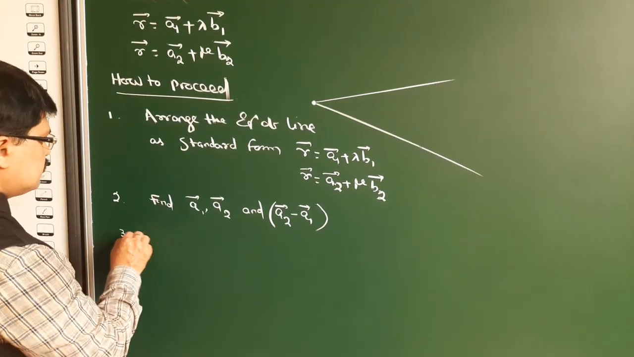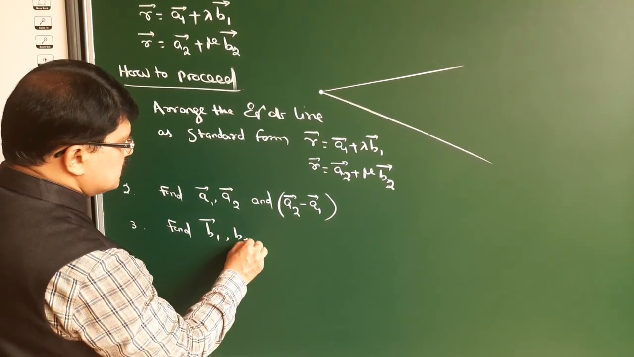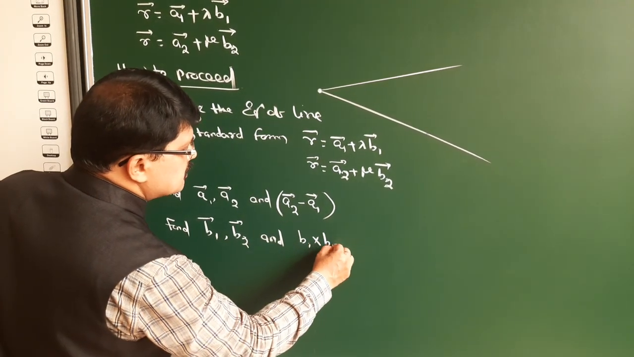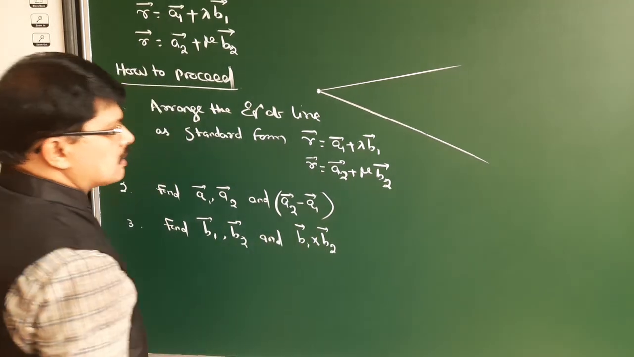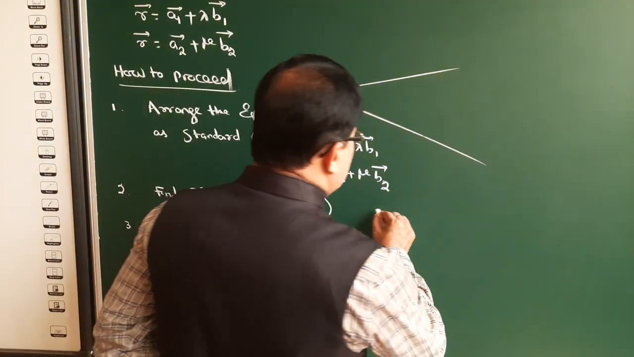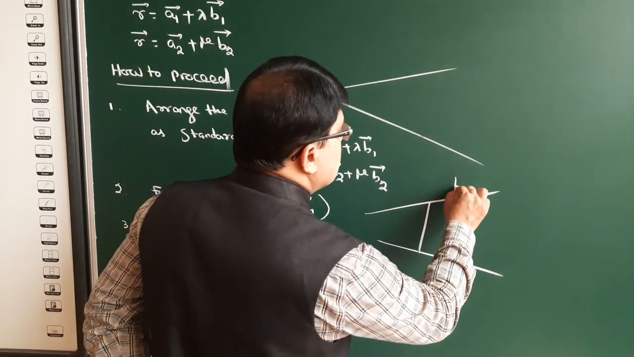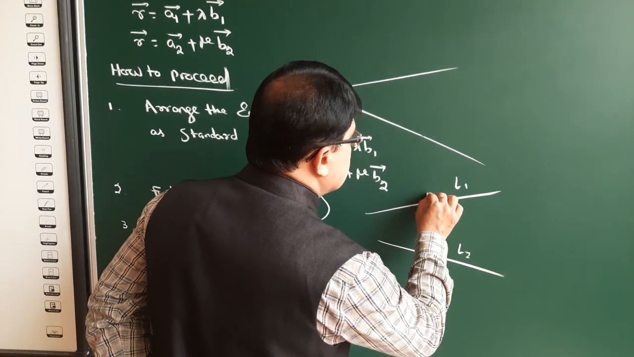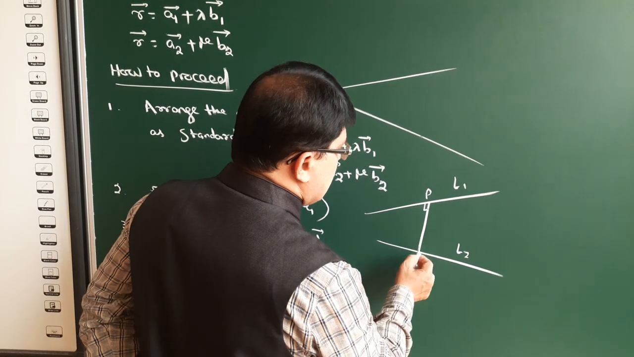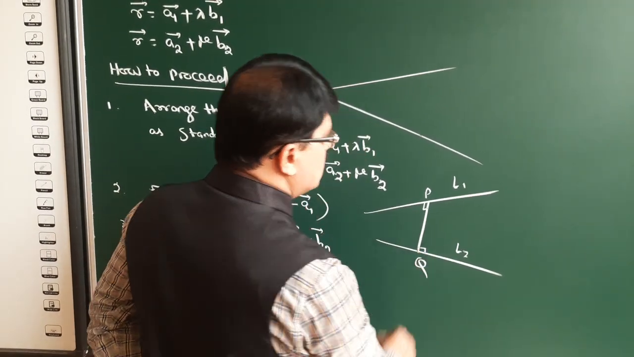Also find b1 vector, b2 vector and b1 cross b2 vector. Understood? So what is the distance between them? If the lines are drawn like this, the distance between them is this. This is L1, this is L2, here it is P, here it is Q. So PQ is perpendicular to line L1, and PQ is also perpendicular to L2.